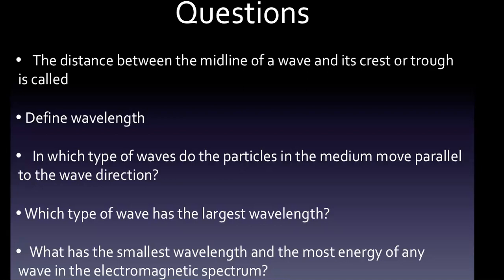So the distance between the midline of a wave and its crest or trough, what is that called? Just basically be able to define wavelength. And which type of waves do the particles in the medium move parallel to the wave direction? That is a common question. Which type of wave has the largest wavelength? We need to know that for sure.